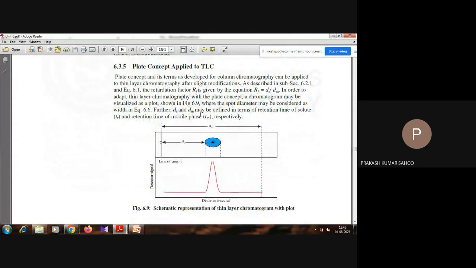And the plate concept applies in TLC, and when we determine the distance covered.